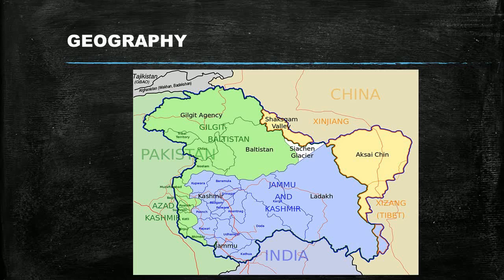Now take a small look at the geography of Kashmir. This green region here shows Pakistan-occupied Kashmir, which is illegally occupied by Pakistan and currently in control of Pakistan. This yellow region shows Aksai Chin, which is illegally occupied by China. This blue region here shows Jammu and Kashmir and the Ladakh region, which is in control of the Indian state.